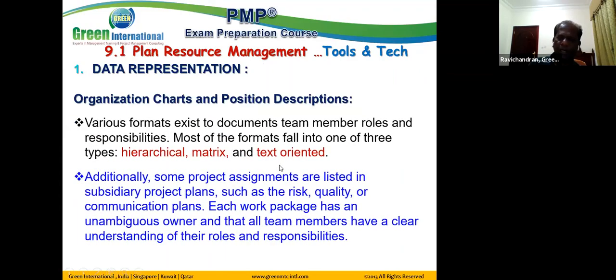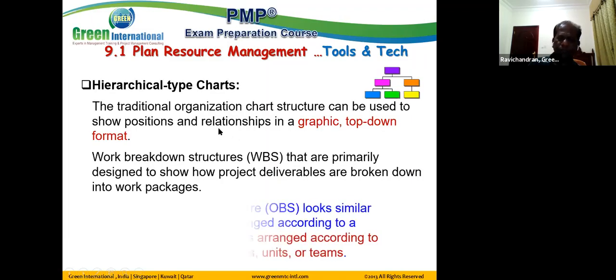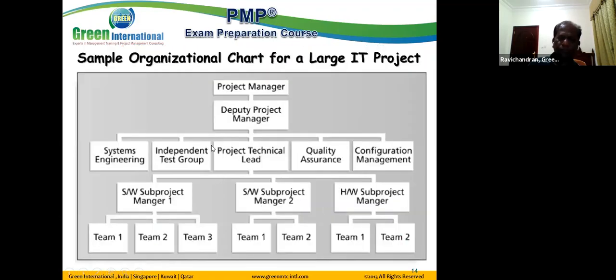In the organization chart, these are the three types we are generally utilizing. First is the hierarchical based organization chart, where we can see the reporting relation between the various team members. The second one is the matrix based chart, which is called RAM, responsibility assignment matrix. The third one is the description of the detailed roles, responsibility, and authority for each position of the human resource. This is the sample organization chart, which you are all familiar with.